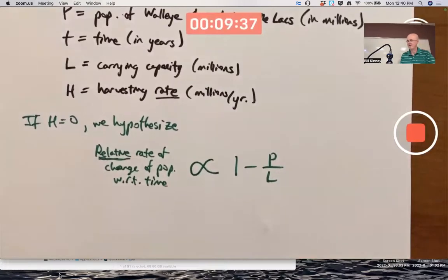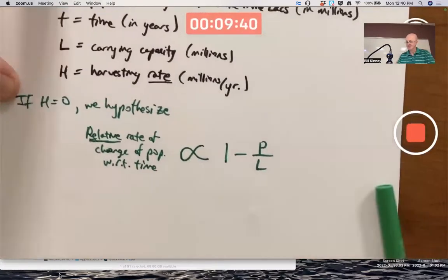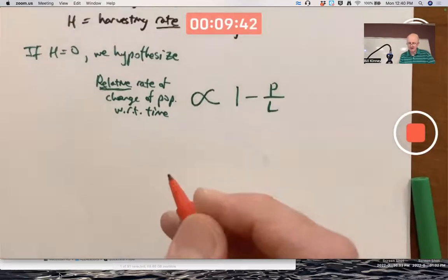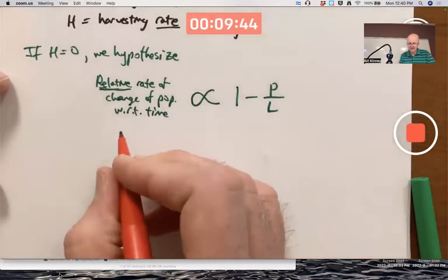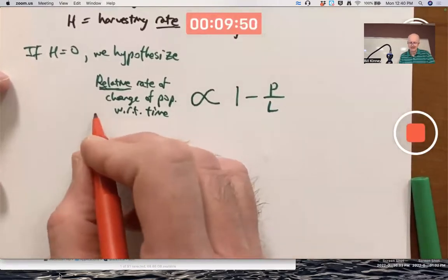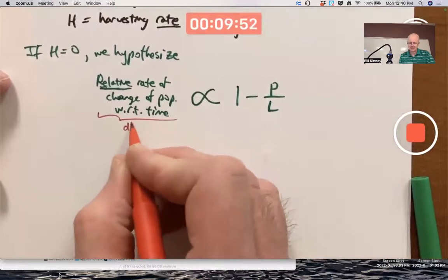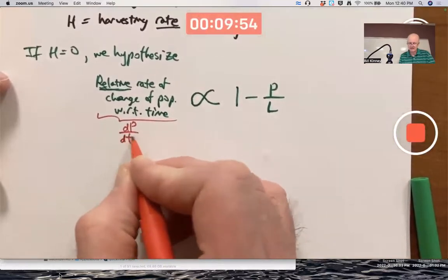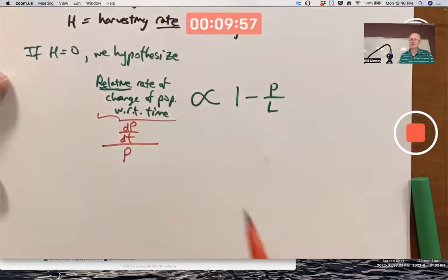Okay, sorry about that. But what is the relative rate of change? It's not the derivative, because the derivative is the actual rate of change. So what is it? It's the derivative divided by the actual population.